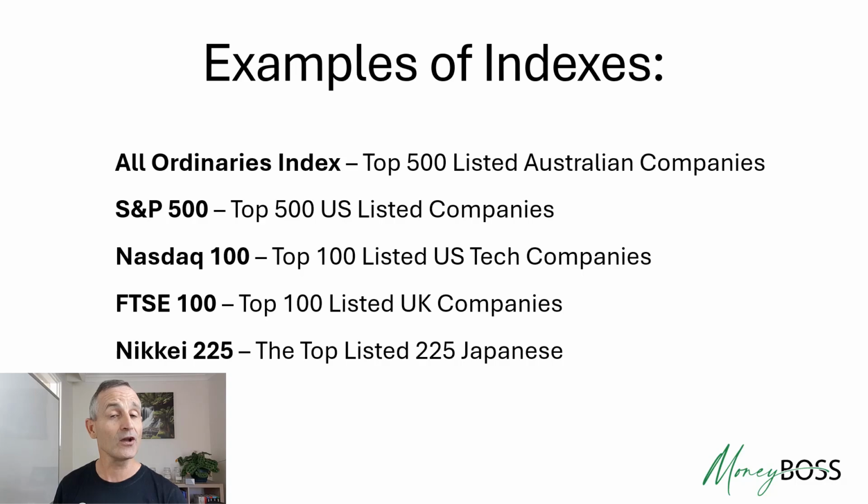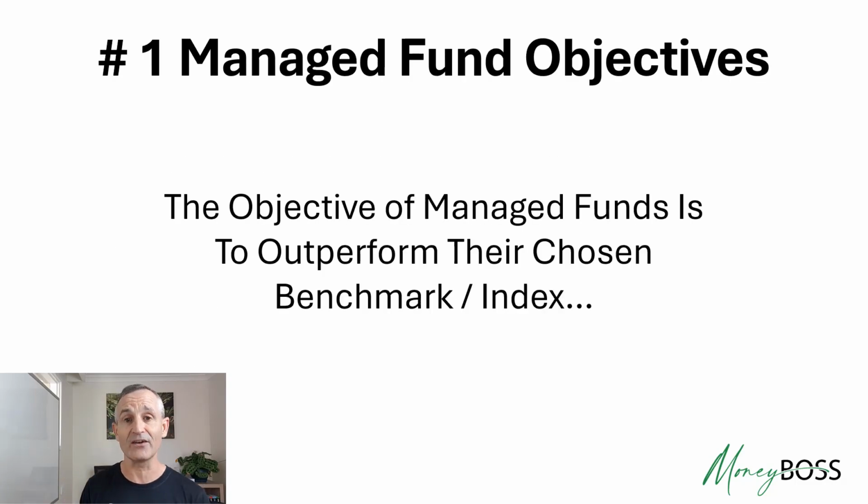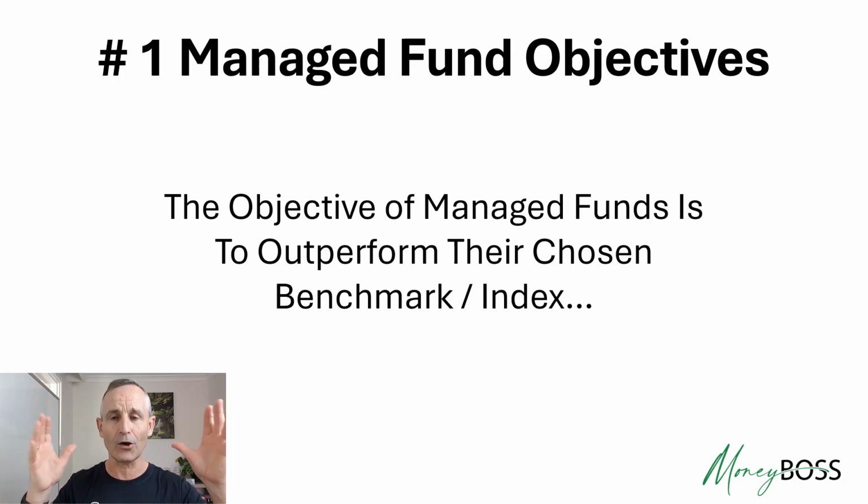Okay, so if we have a look at the objectives of a managed fund, the objective of a managed fund is to outperform their chosen benchmark or index. Where an index fund just wants to replicate the return of an index, a managed fund wants to beat the returns on the index by picking what they believe will be the best performing companies from that index.